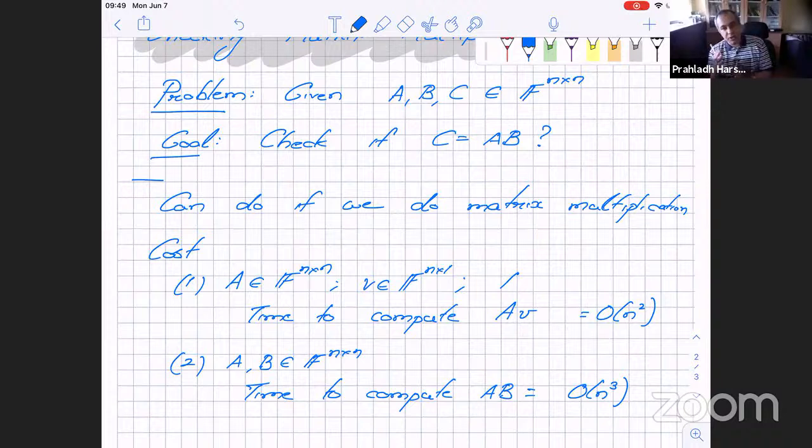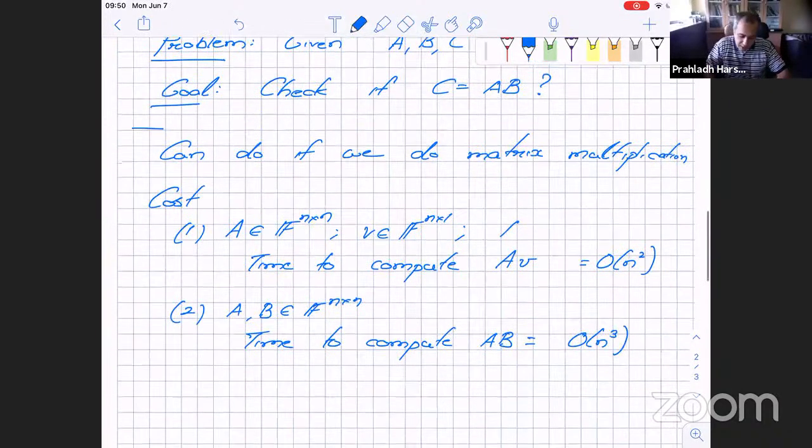Here the V vectors are changing. The V's are the various columns of B. But the A matrix is the same single matrix. So somehow, can we amortize this cost? There's been a lot of work, and we don't know.